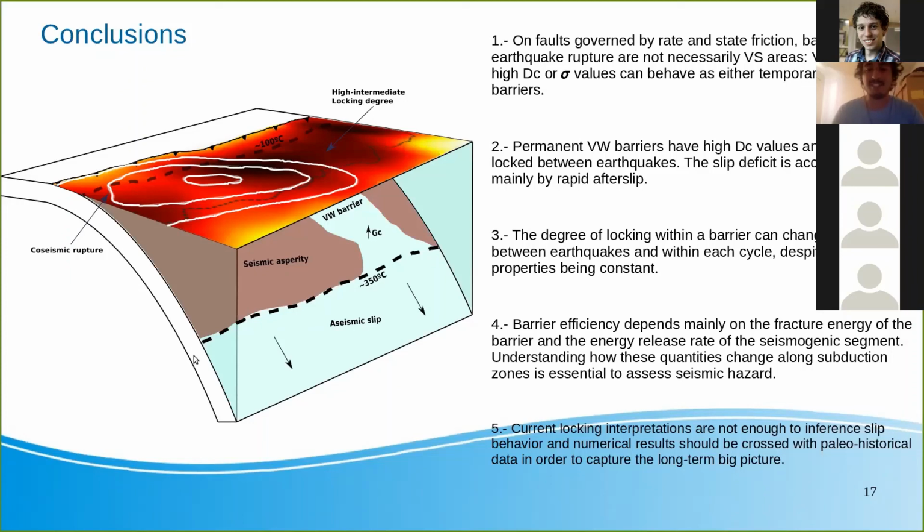Also, the barrier efficiency depends mainly on the fracture energy of the barrier and the energy release rate of the seismogenic segment. Understanding how these quantities change along subduction zones and how they are influenced by tectonic features is essential to assess seismic hazard. And finally, we have seen that as locking can change, the current image that we obtain from locking maps is not necessarily the same behavior as in the past. So current locking interpretations are not enough to infer slip behavior, and numerical results that people usually obtain should be crossed with paleohistorical data in order to capture the long-term big picture.